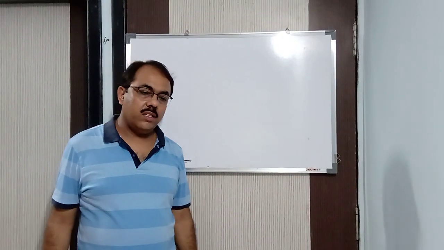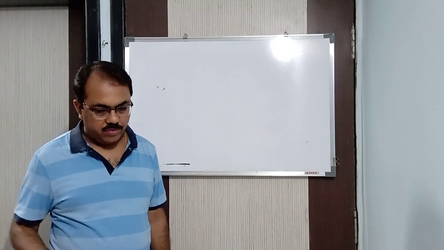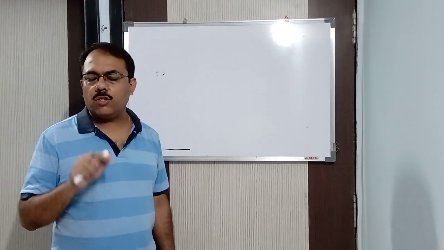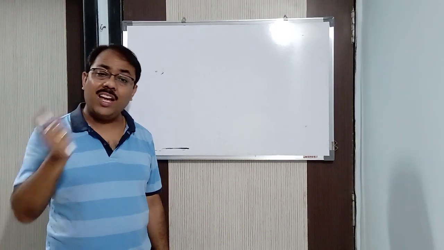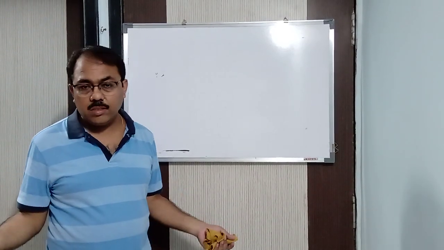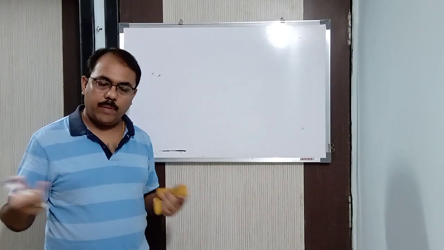Next we'll see the relationship. Relationship means the relationship between molarity and normality. Why do we require this? Suppose in the question molarity is given and normality is asked, or normality is given and molarity is asked. How do you find it out? That time you require the relationship between molarity and normality.